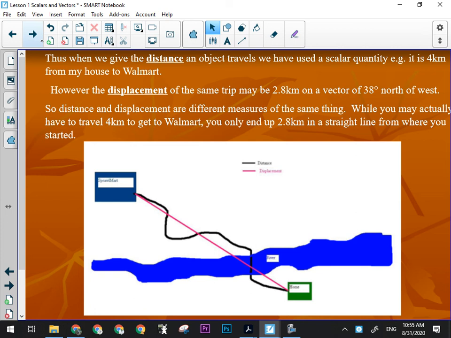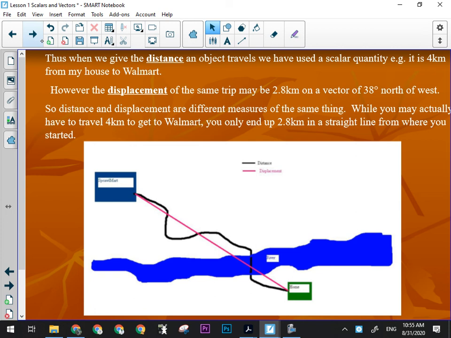The pink line, or the purple line here, represents my displacement. It is my change in position from my house to Walmart. So your displacement is always the shortest straight line distance between 2 points, and it does have a direction because it's a straight line. There's only one direction that I went here. Everybody okay with that idea?